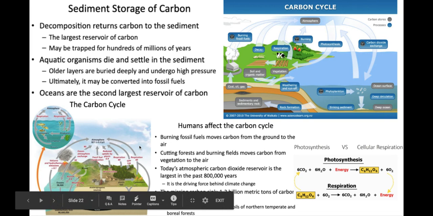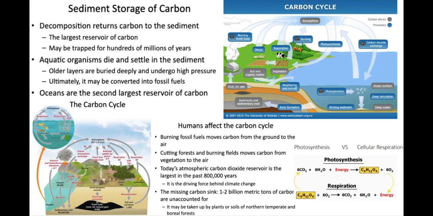This is another picture over here of the carbon cycle. These are the equations. In case you don't know the equations, you need to know them. You need to know the coefficients. You need to know the formulas.